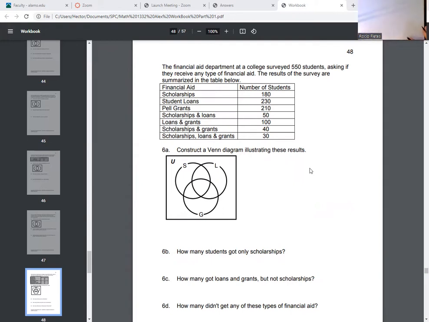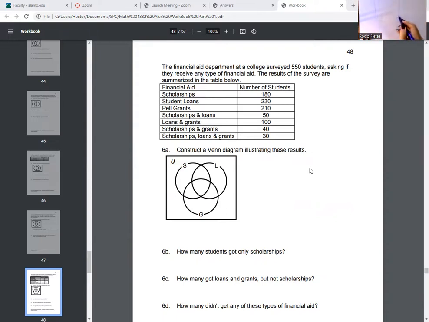And let me go ahead and draw what I have to draw, but let's read. The financial aid department at a college surveyed 550 students. So you have a total of 550 students. Ask them if they received any type of financial aid. The results of the survey are summarized in the table below. So, you have that table there, right?